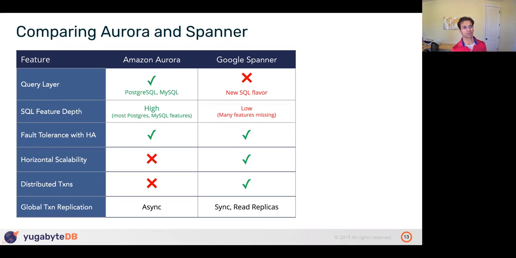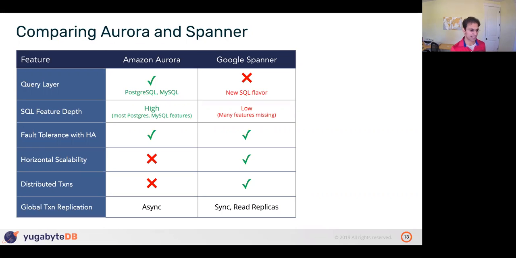And if you look at some of the more complex features, like triggers and partial indexes, these things start getting harder with Spanner. Both of them are fault tolerant. However, Spanner really shines when it comes to horizontal scalability. Just add nodes, you don't need to scale up. Aurora still needs to scale up in order to handle queries.